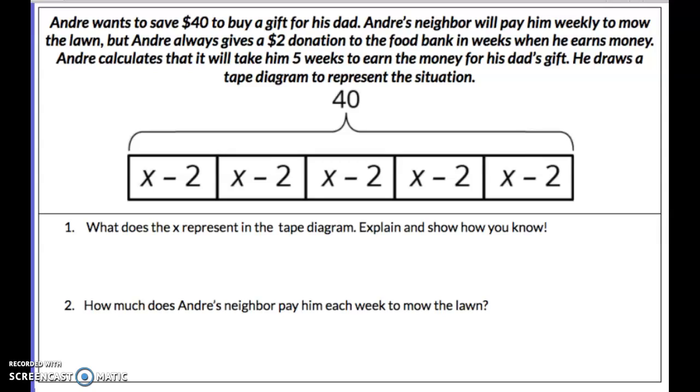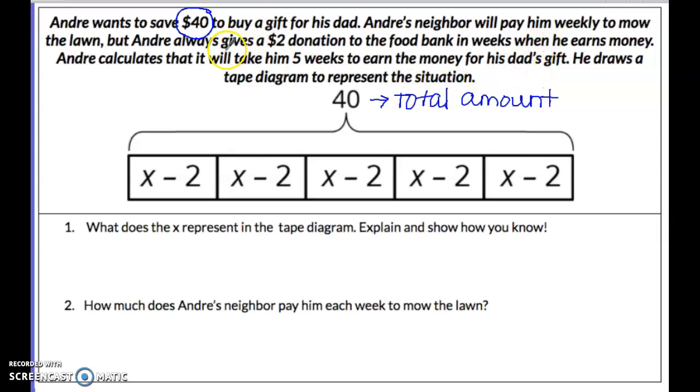So the first thing I like to do is underline important information or circle. So I know that $40 is the total amount that he wants to save, and that makes sense. So I'm going to write total amount. I think it's helpful to do it at the same time.